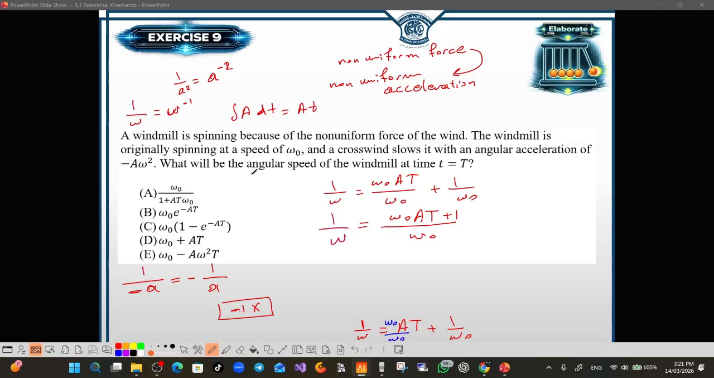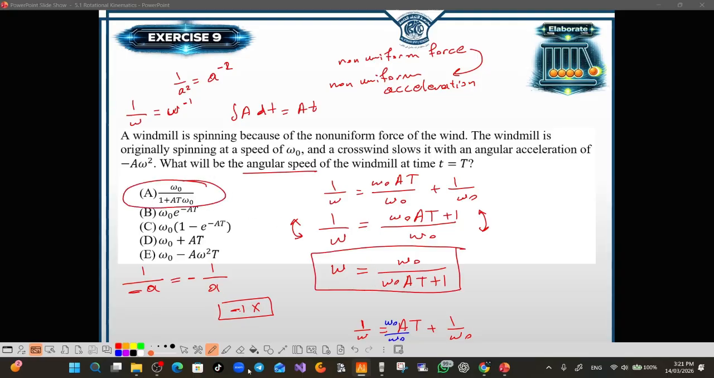But since we are looking for the angular speed, not the reciprocal of the angular speed, we flip this side upside down and this side upside down. So what is in the denominator becomes the numerator and vice versa. So omega over 1, we don't need to write over 1. It will be the same. Equals omega 0 in the numerator and omega 0 a t plus 1 in the denominator. And this would be the final answer. And the final answer actually is A.